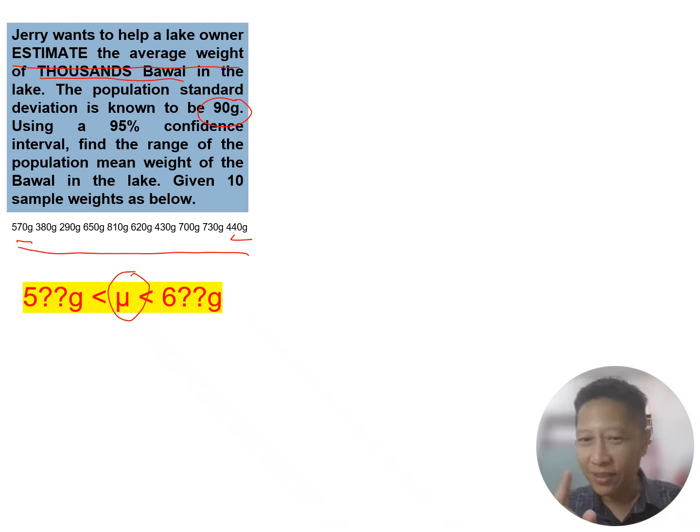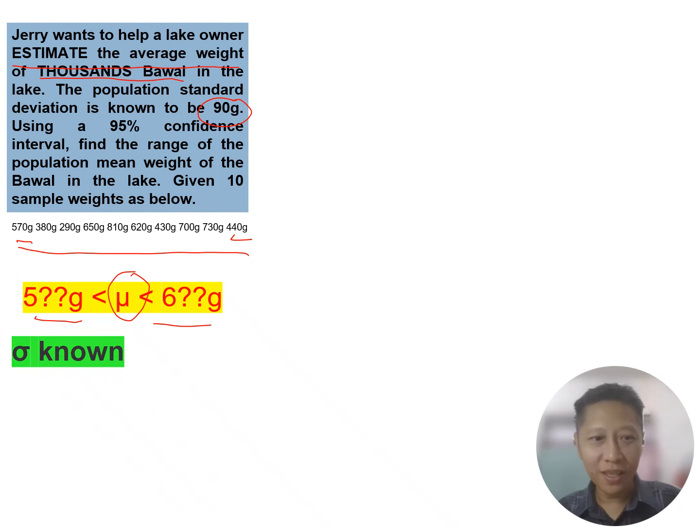We cannot get the exact number. However, with 95% confidence, we can have the range. It means that most likely the average weight of all the bawal fish, by just spending 1 hour catching 10 bawal fish, is between this number and that number.